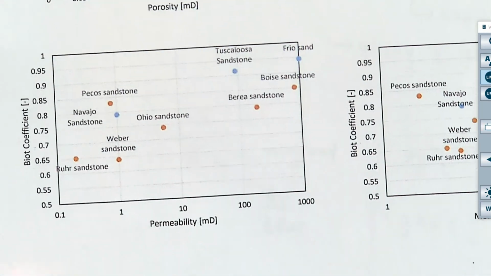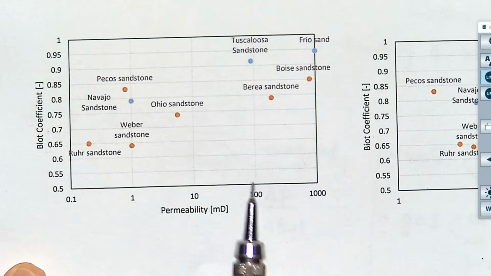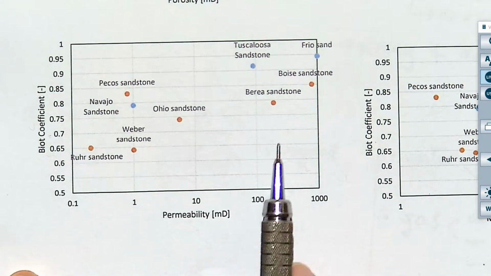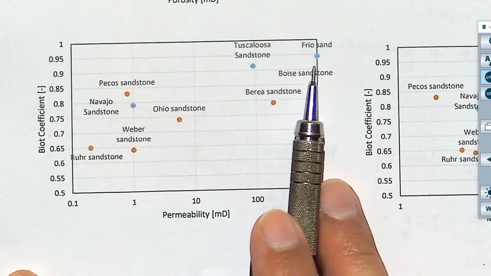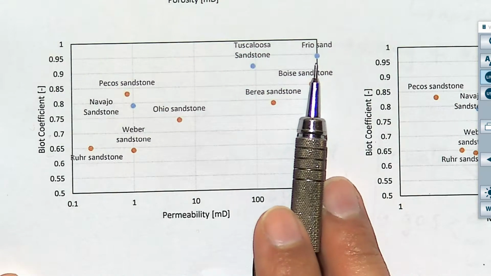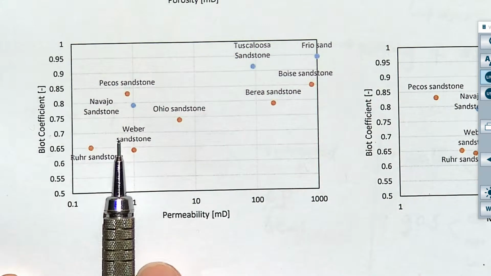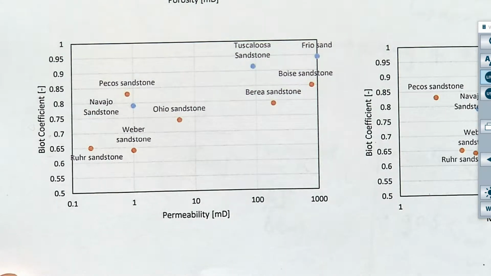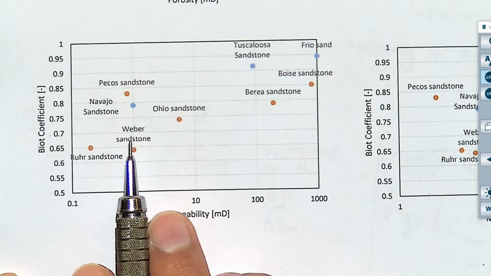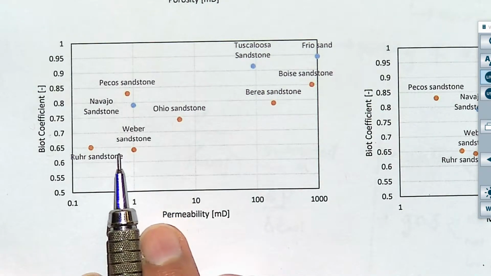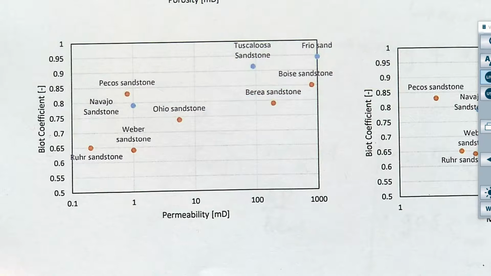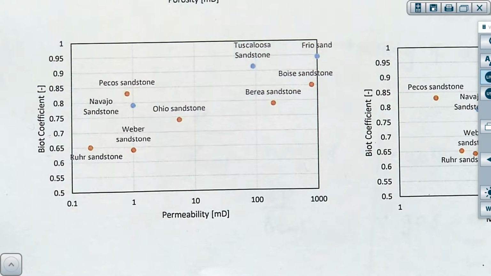If you were to compare now Biot coefficient as a function of permeability, you also see that for high permeability rocks, the Biot coefficient tends to be high. And for low permeability, tighter rocks, small pore size, low porosity, the Biot coefficient tends to be lower, around, for this data set, about 0.6, and it can get lower if your rock is even tighter.